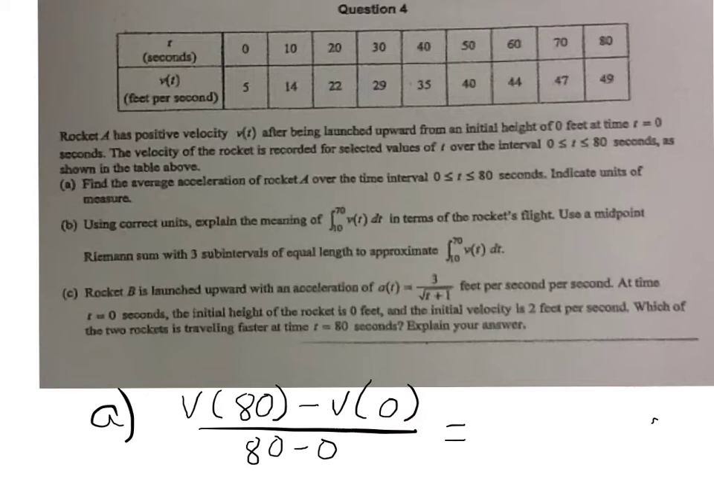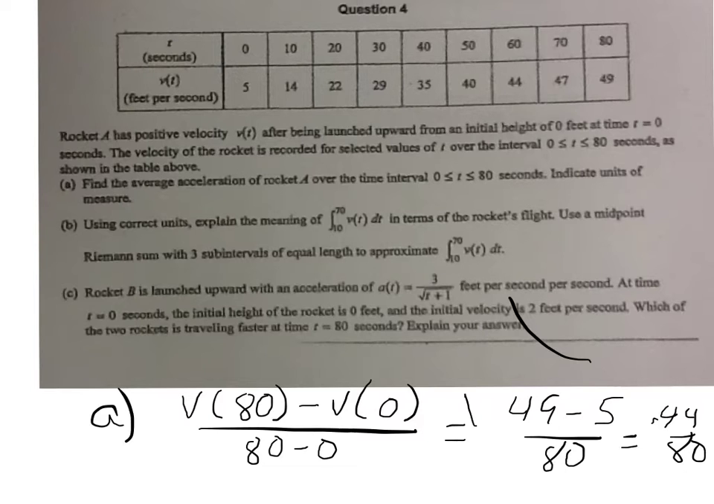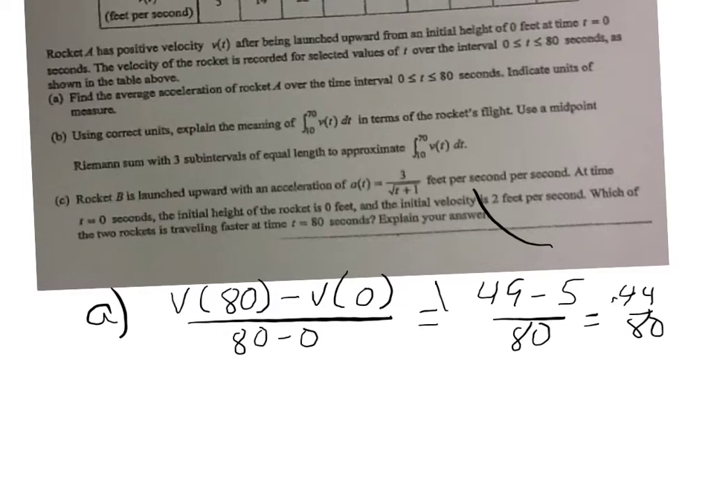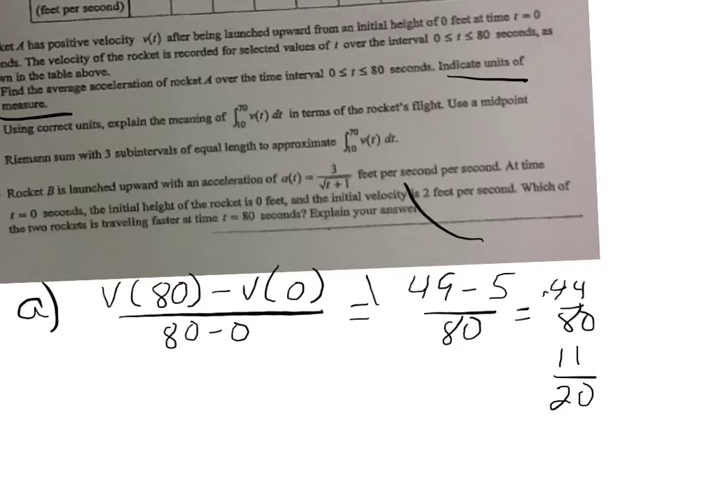All right, so the velocity at 80 is actually 49, minus 5 over 80, which is 44 over 80. And so 11 over 20. So that is 11/20. And notice it said indicate units of measure. What are my units of measure? Feet per second squared. So you need to be sure that you have your feet per second squared there.